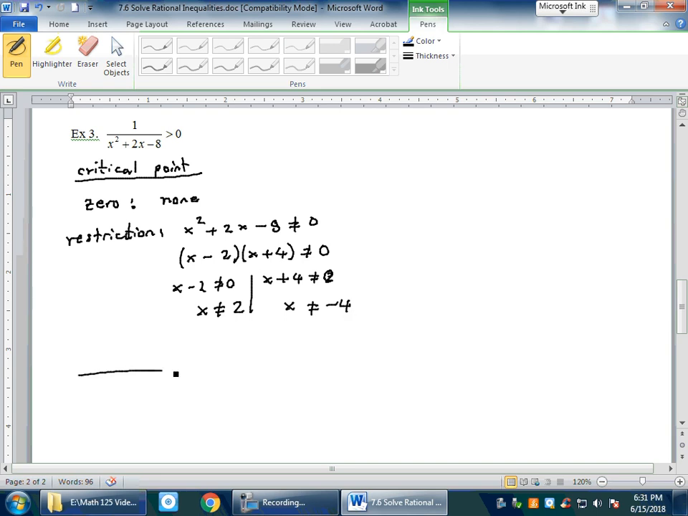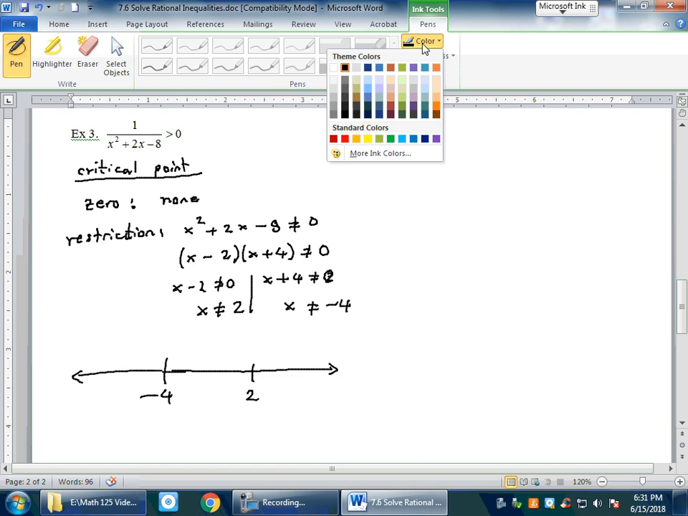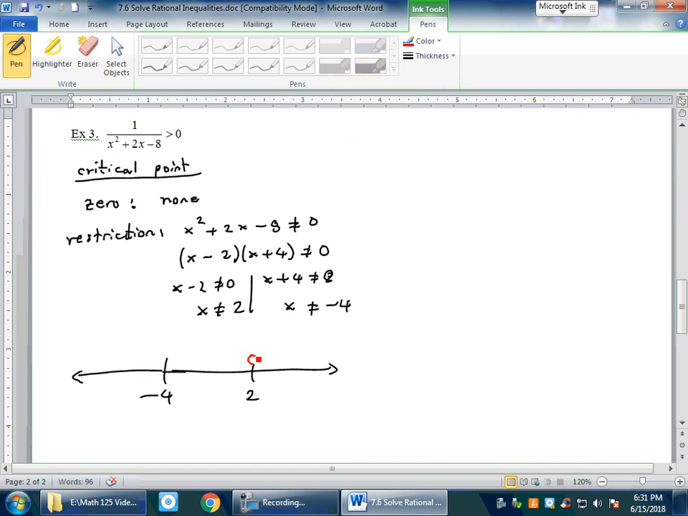Now using this restriction alone, we're going to create the intervals, which is negative 4 and 2. And both of the numbers are restrictions, so therefore they cannot be a part of the solution. So both of them will be open circle. And that gives us interval 1, interval 2, and interval 3.